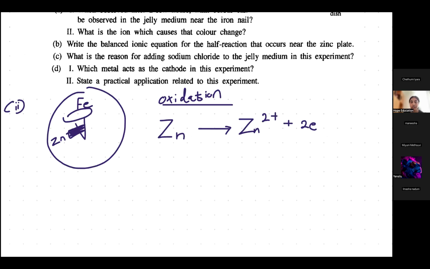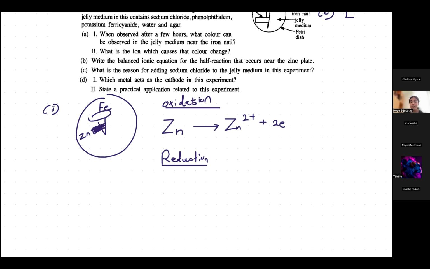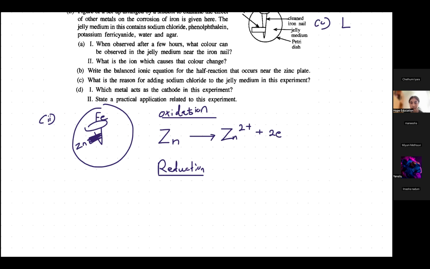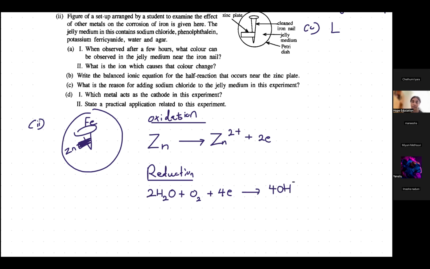The reduction reaction is the reaction that takes electrons. So the zinc ions do not take electrons, because they don't like to take electrons. But in the medium, you know, there is water, right? The water in the medium reacts with the oxygen in the atmosphere, takes four electrons and forms 4OH minus. You must remember these two. We have learned this. Then let's look at the colors.